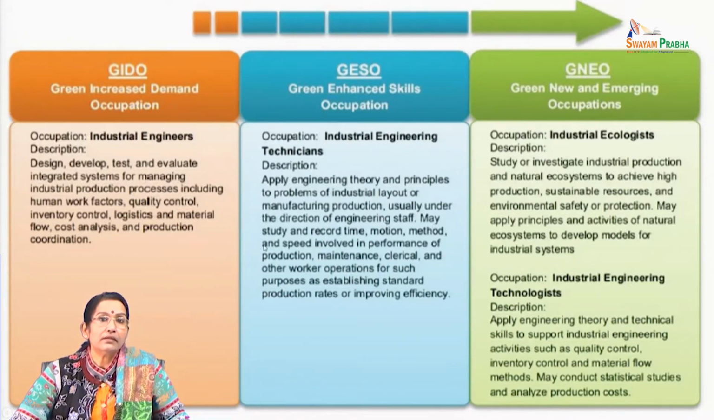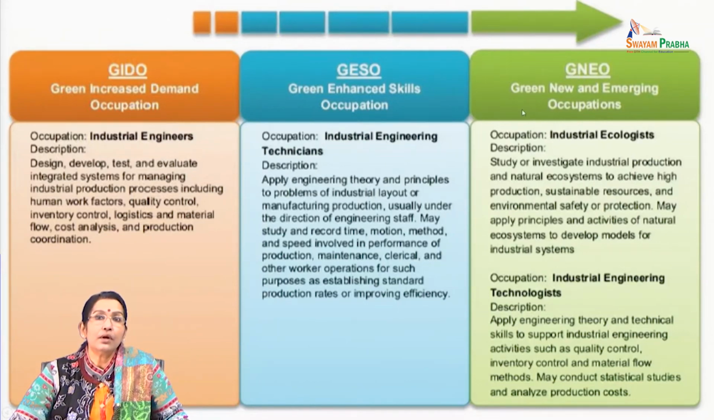They study and record time, motion, method and speed involved in the performance of production, maintenance, clerical and other kinds of work, and apply other industrial engineering theories, establishing the standard production rates for improving efficiency. So, here we are applying the engineering theories and principles to the present occupation, the present skill set and jobs, recording the changes, and again improving production for enhancing the standard or quality of production as well as improving the efficiency.